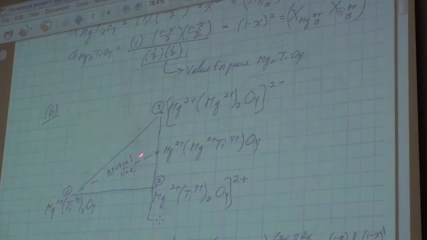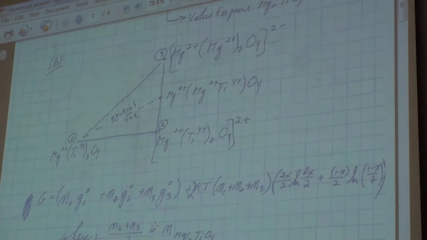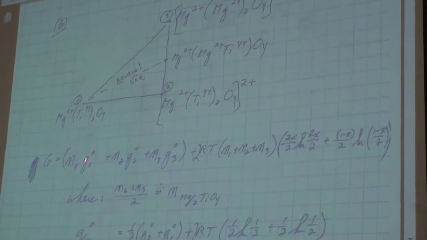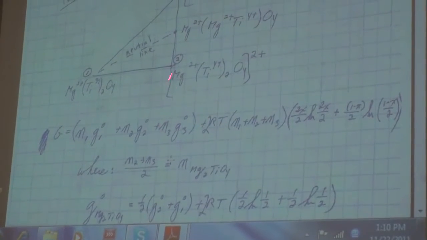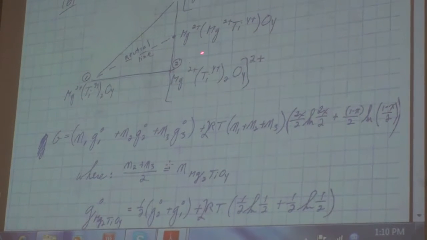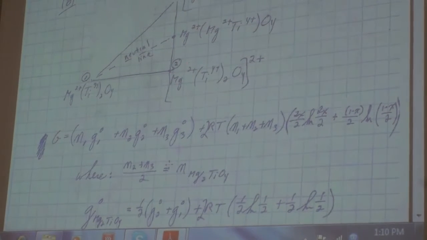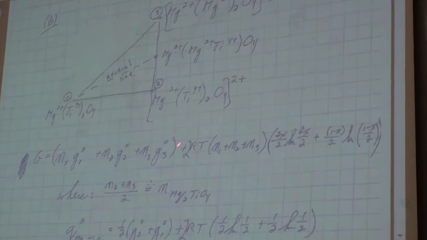Okay, so this is your neutral line. So the actual material between these, the actual binary system, follows the neutral line. But if you're writing this up as a compound energy formalism, you do it this way. I've called these 1, 2, and 3. So G then is the number of moles of 1 times G naught 1 and G naught 2 plus. Then you're mixing these three things, these 3 ions, on the second sublattice.